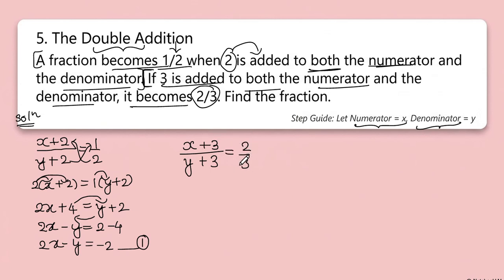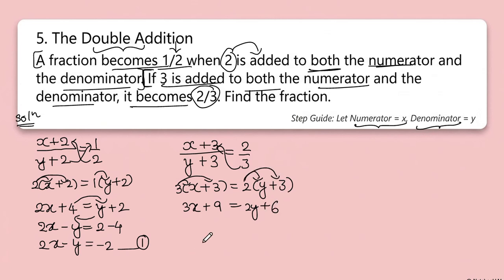So we'll do the cross multiplication again. So 3 into x plus 3 is equal to 2 into y plus 3. So if we multiply 3 inside, we will get 3 into x plus 3 into 3, which is nothing but 9, is equal to 2 into y, 2y, plus 2 into 3, which is nothing but 6. So if we take this 2y this side and 9 this side, we'll get 3x minus 2y is equal to 6 minus 9. Okay, so 3x minus 2y, 6 minus 9, which is nothing but minus 3. Let's call it equation number 2.